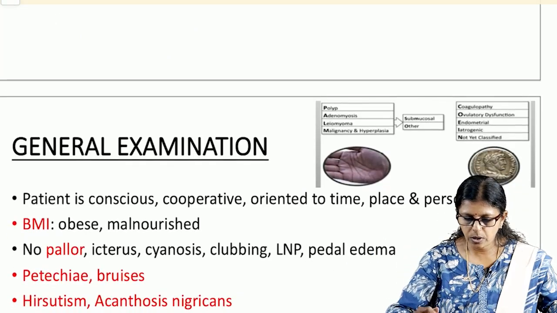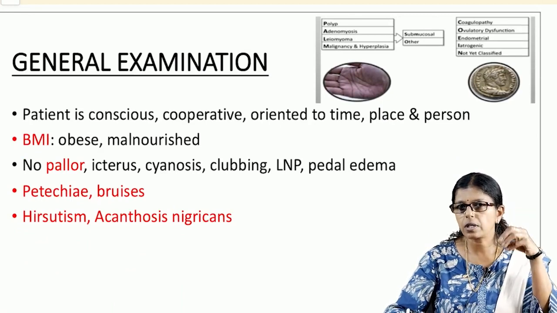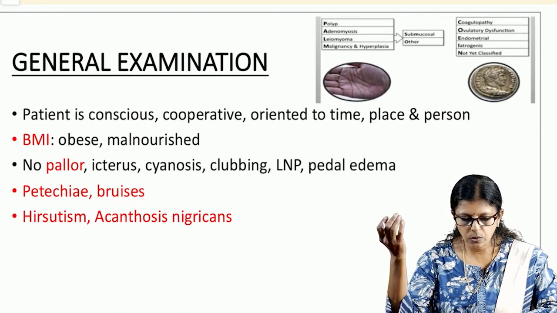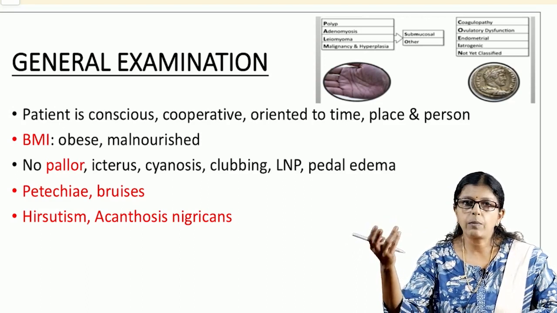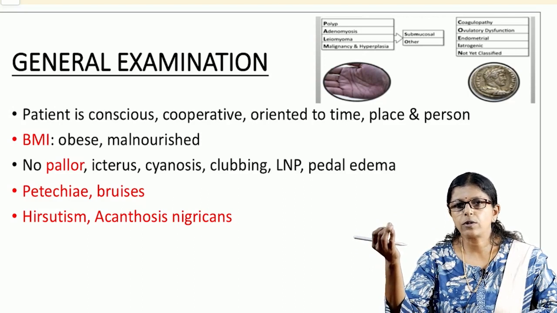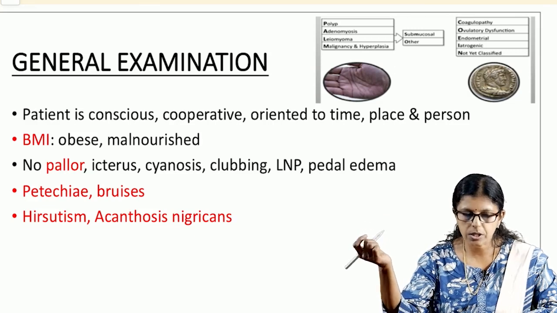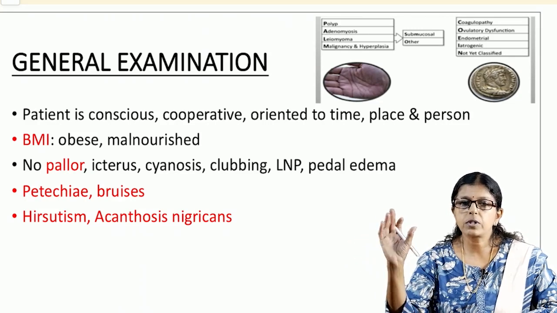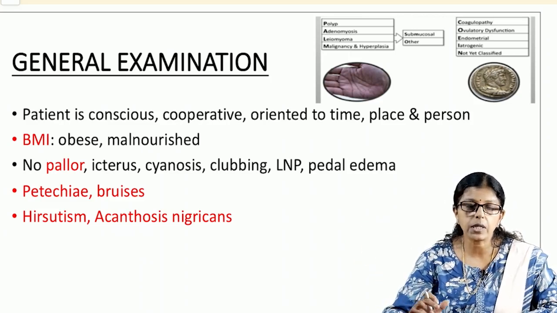Now, once you finish that, you will come to the general examination. Again, here you have to think, okay, the structural causes are limited to the uterus, but you have your COEIN, the general causes. So, as you go in order, you will see whether the patient is conscious, cooperative. What is the BMI? A patient with PCOS or anovulation is likely to be obese. Someone with recurrent bleeding and not really eating well is likely to be undernourished. Look for that. Look for pallor, icterus, cyanosis, clubbing, lymphadenopathy, pedal edema. Then you have to look for petechiae and bruises, because if she's got some coagulation abnormalities, some bleeding diathesis, then she's likely to have petechiae and bruises.